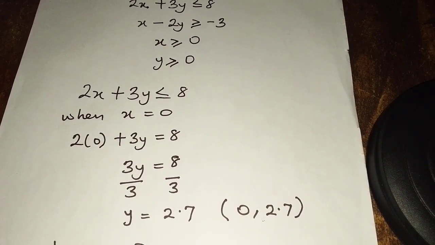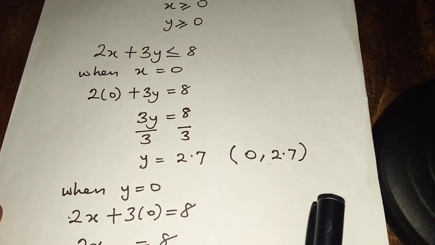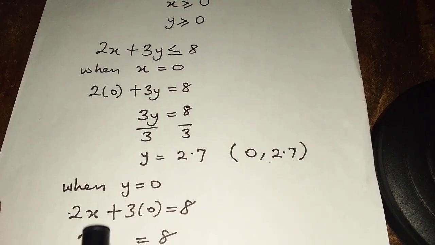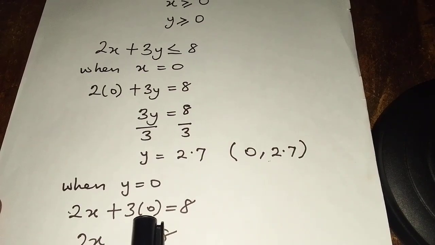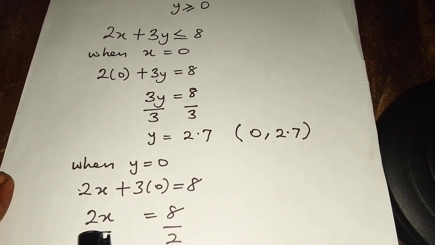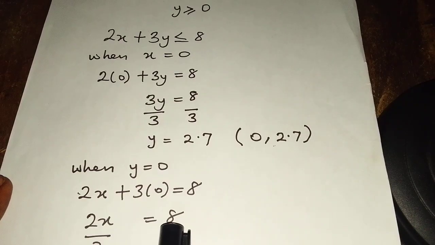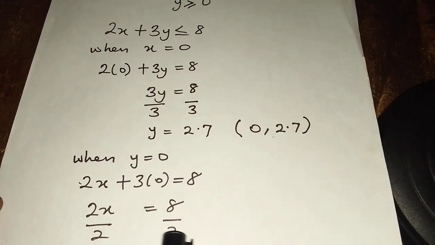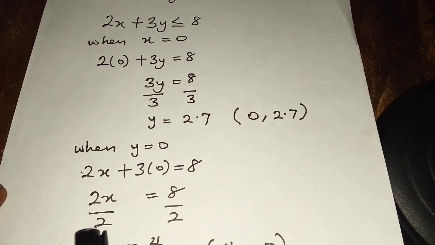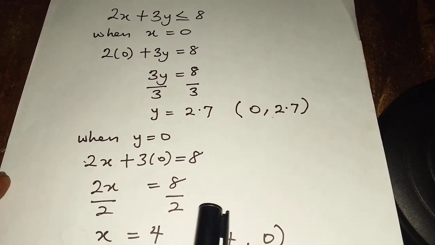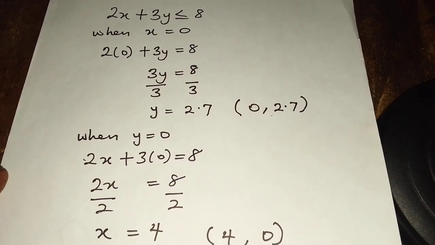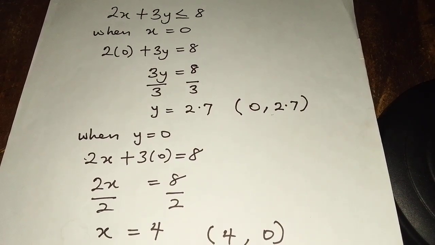So let us get the coordinate for the other one also. When y is 0, what will be the value of x? Substitute 0 for y. So you have 2x plus 3 times 0 equal to 8. 3 times 0 is 0, so you are left with 2x is equal to 8. To get the value of x, divide both sides by 2, the coefficient of x. So x is equal to 8 divided by 2, which is 4. So when x is 4, y is 0.